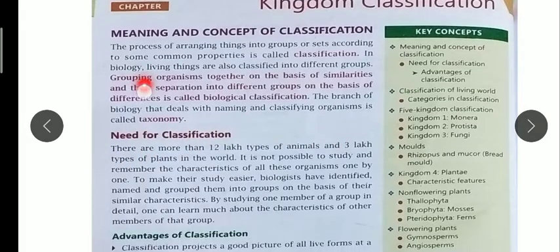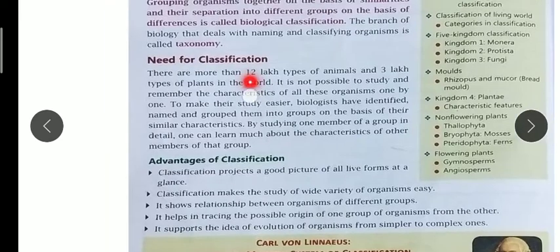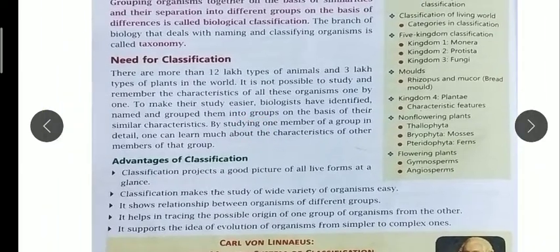Now what is the need for classification? Why have scientists classified? I told you that there are billions of species present on earth. Here you can see there are more than 12 lakh types of animals and 3 lakh types of plants on our earth. So it is impossible to study or remember the characteristic properties of all of them. So scientists, to make their study easier, and to identify easily their names, their groups, their families, have distinguished them.